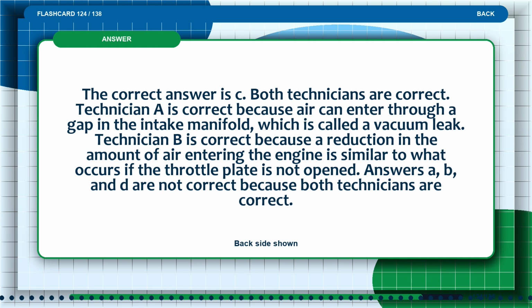Technician B is correct because a reduction in the amount of air entering the engine is similar to what occurs if the throttle plate is not opened. Answers A, B, and D are not correct because both technicians are correct.